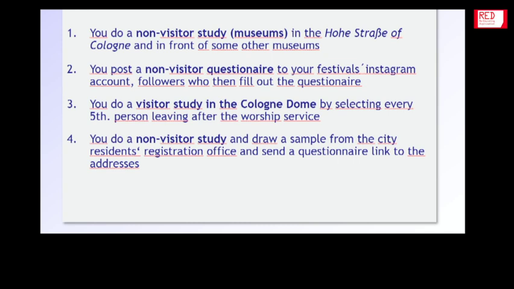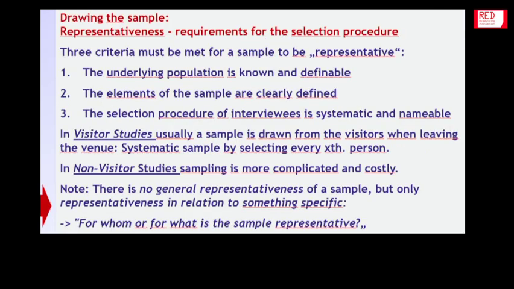Is this a representative basis for a non-visitor study, first of all? Obviously, you are saying no. Why? These criteria here are not fulfilled. I actually do not know who is actually in the Hohe Straße. There are obviously people from Cologne, but there are also people from outside. There may be tourists I meet, and I really don't know the composition of the people who are in the Hohe Straße.